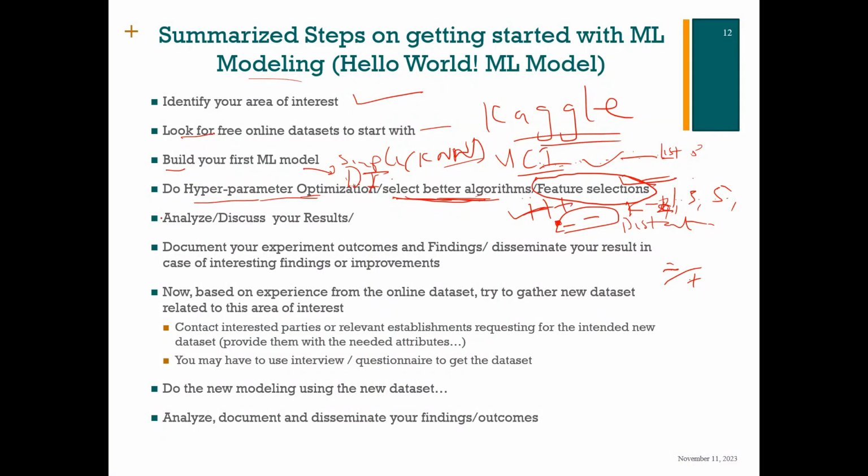The next step is to analyze your result. Once you have done that, analyze your result, see how you are faring. Check it out. Is it good? Then document your experimental outcome and findings. Then disseminate your result in case of interesting findings or improvement.